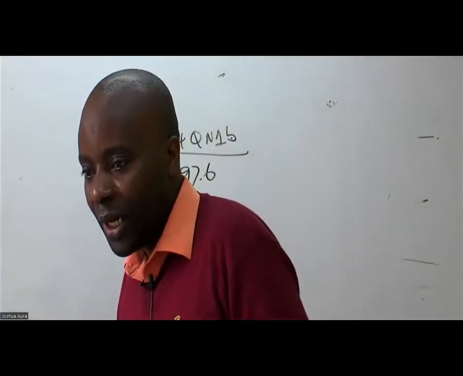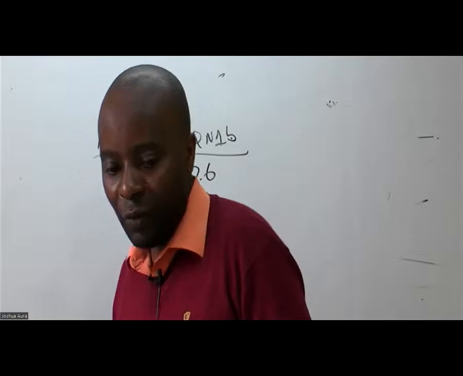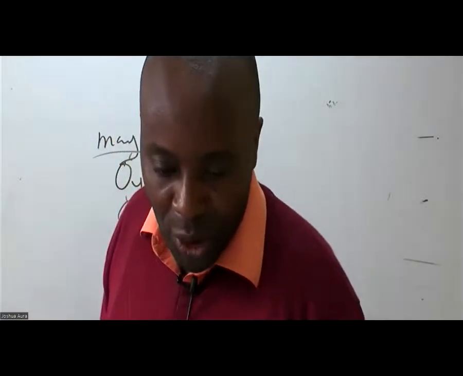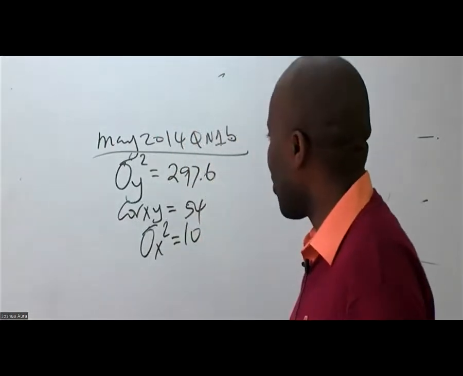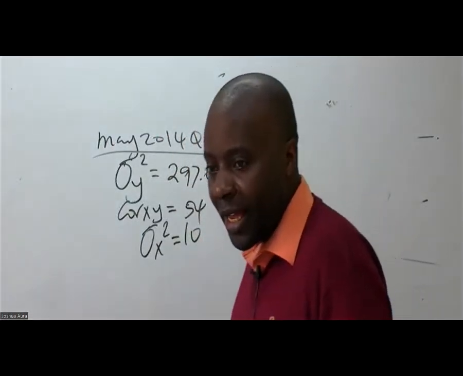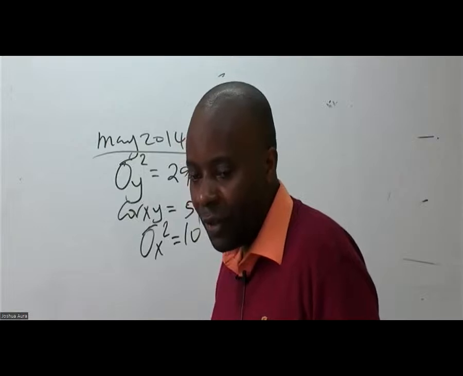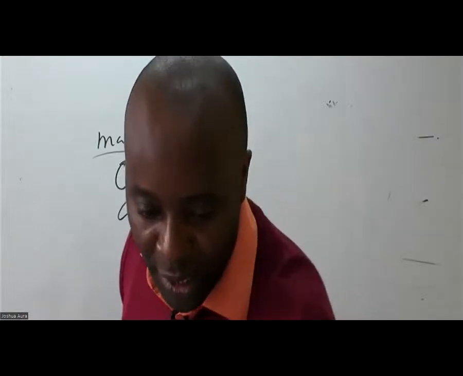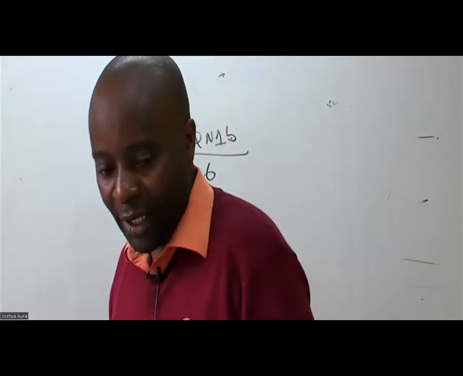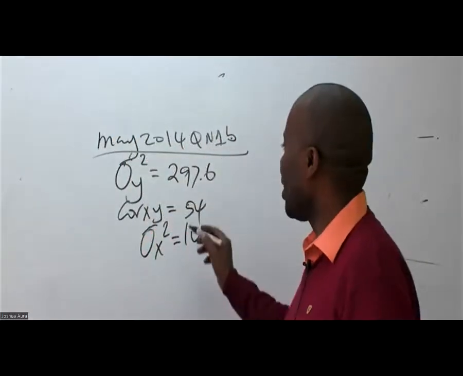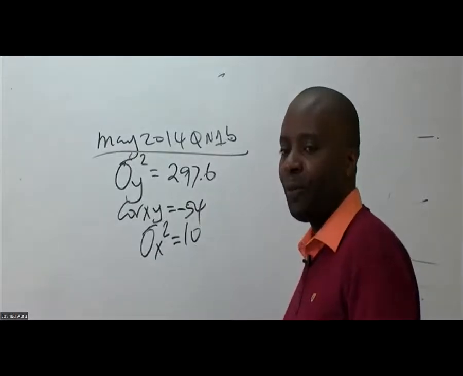It's 21 instead of minus 54. Where is 21? Covariance is 54 here. Is it 54 or negative? Is it negative? Negative, eh? It's negative, I'm being told. Negative 54. Thank you very much.